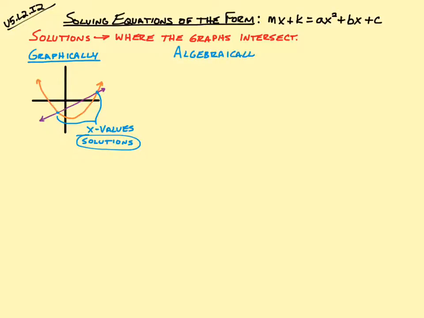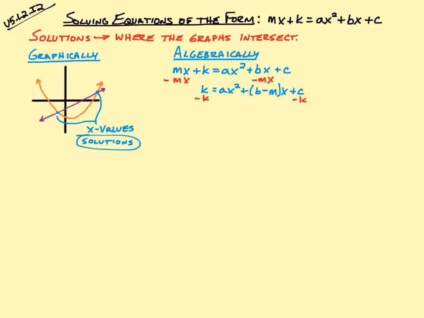Algebraically, it's going to be a little different. It's similar, but a little different than things that we've done before. So let's say we've got mx plus k equals ax squared plus bx plus c. So first thing we want to do is get everything over to one side. So we'll subtract our mx from both sides, and we get k equals ax squared plus b minus m. So what I'm doing is I'm taking the b and the m and combining them. If they were actual numbers, we would just add or subtract those things together. But since they're variables, we're going to leave it like this. So it's b minus m x plus c.